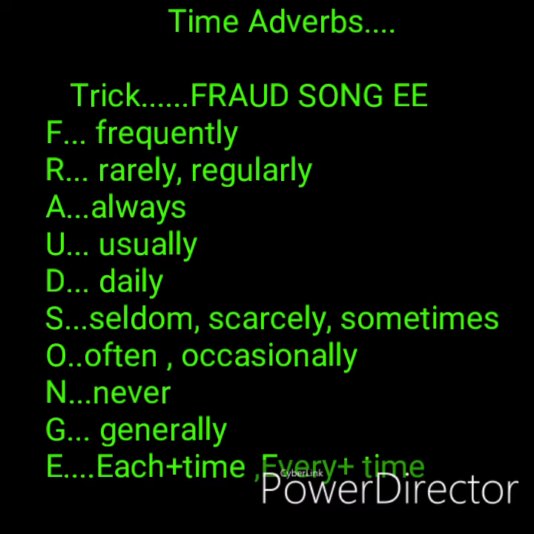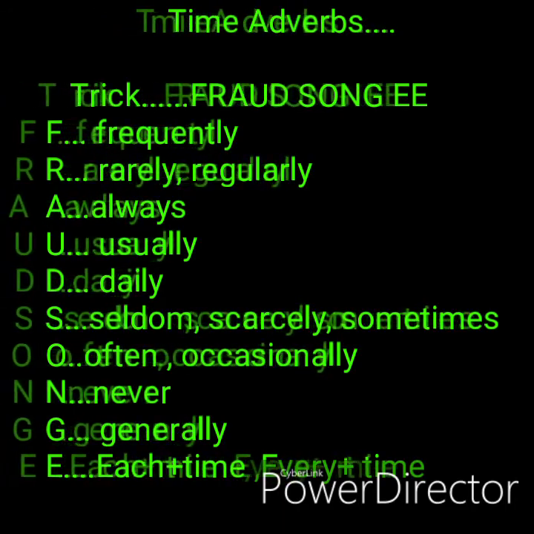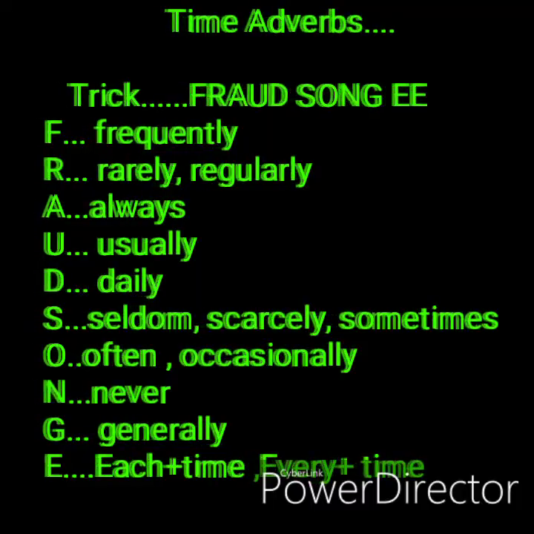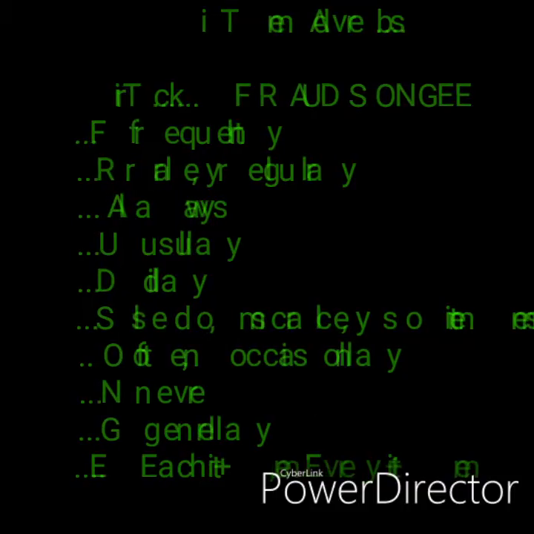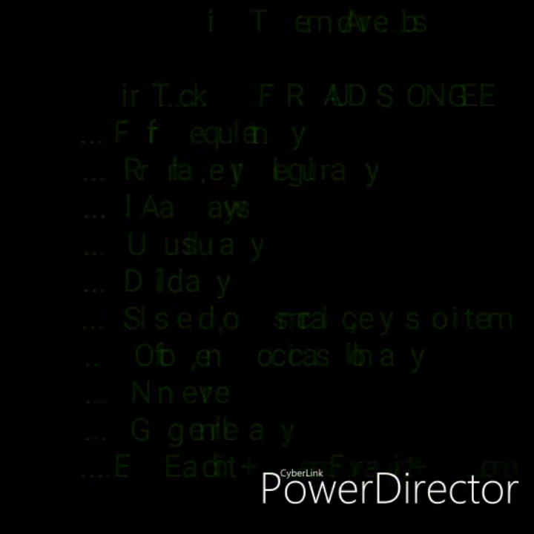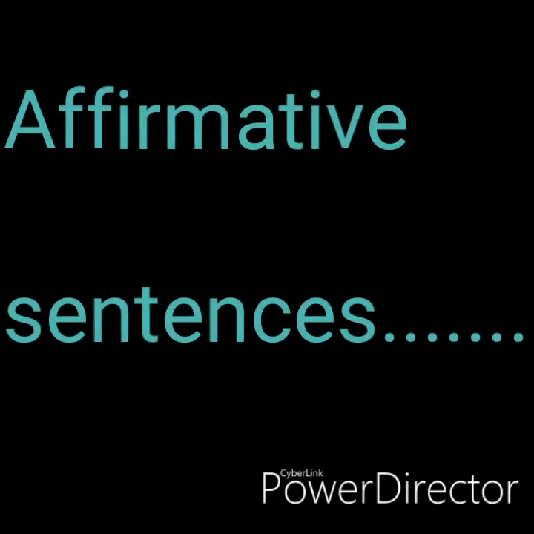Fraud song E: F for frequently, R for rarely, regularly, A for always, U for usually, D for daily, S for seldom, scarcely, sometimes, O for occasionally and often, N for never, G for generally, E for each plus time, every plus time. So learn these time adverbs to identify tenses in the given sentence. Without identifying these time adverbs, we cannot write the answer, because these are the adverbs which are used frequently in the board or home examination.